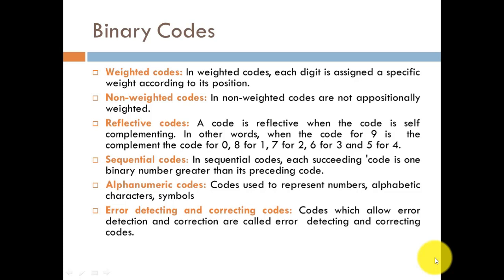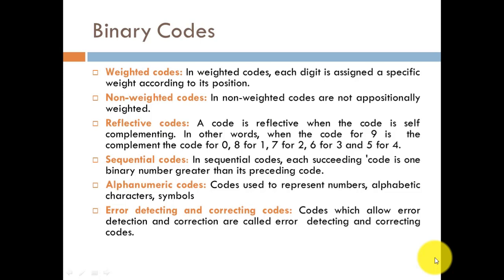Sequential codes. In the sequential codes, each succeeding code is the binary number greater than its preceding code. So this is a specific number system, you could say. In the sequential codes, each succeeding code that comes afterwards is one higher than its preceding code.